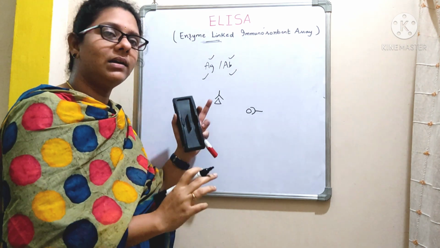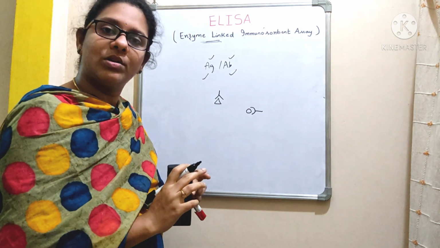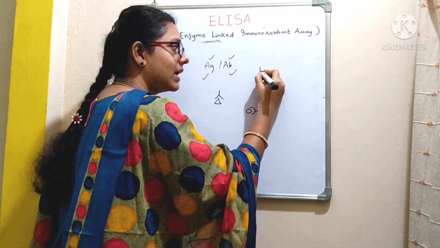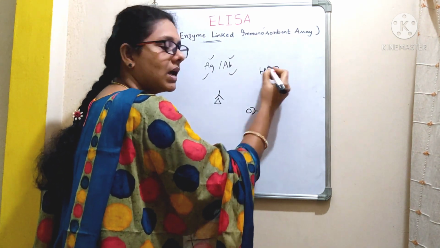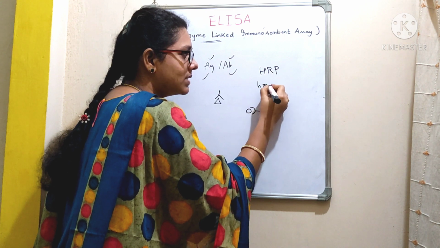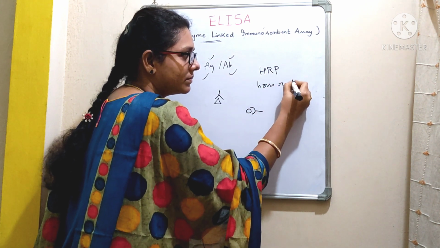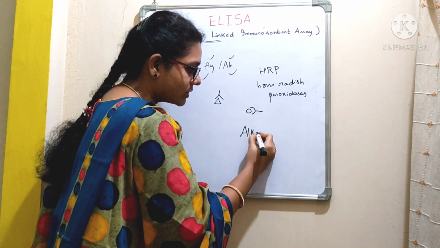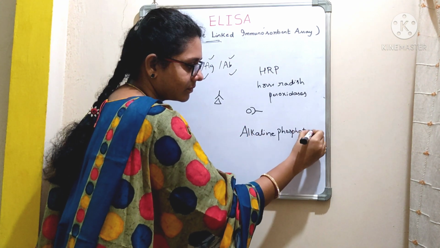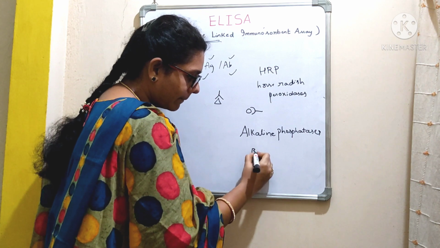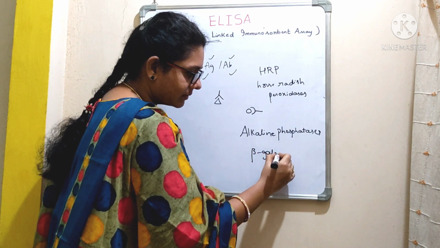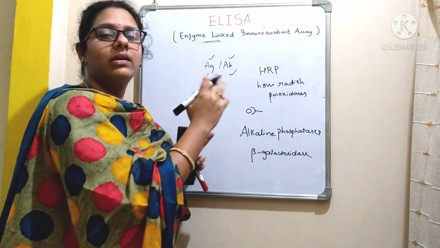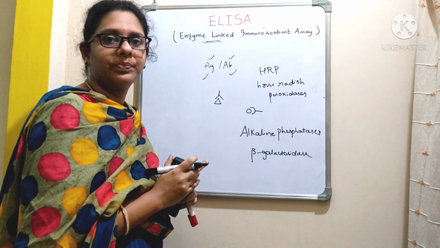And we are saying that the antibodies are conjugated with the enzymes, right? So we can use different enzymes like HRP. HRP stands for horseradish peroxidase, and we can also use alkaline phosphatase and also beta galactosidase. These are some of the enzymes that are most commonly used in the method of ELISA.